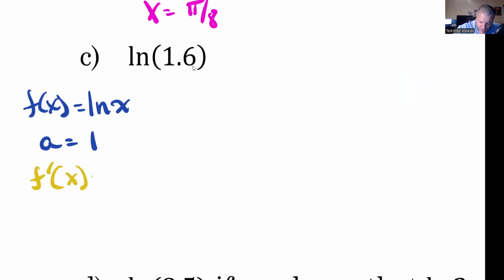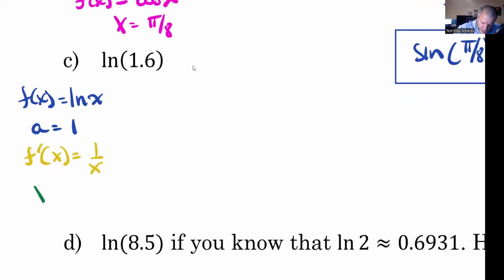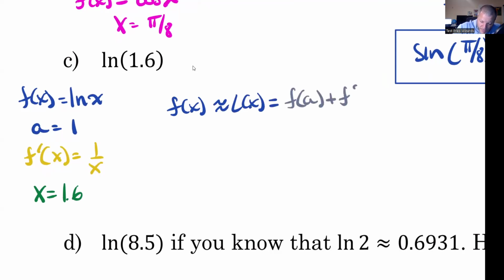So the derivative of natural log is 1 over x, and our value of x that we're using is 1.6. All right, so if we set up our linearization formula, we know that f of x is approximately equal to the linearization of x. The linearization of x is exactly equal to f of a plus f prime of a times x minus a.